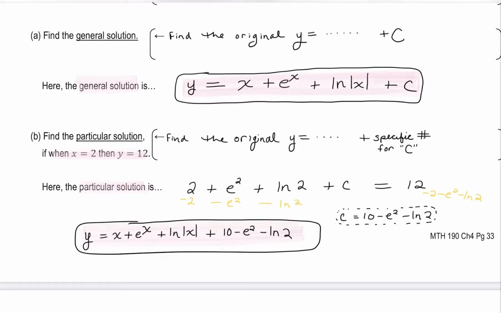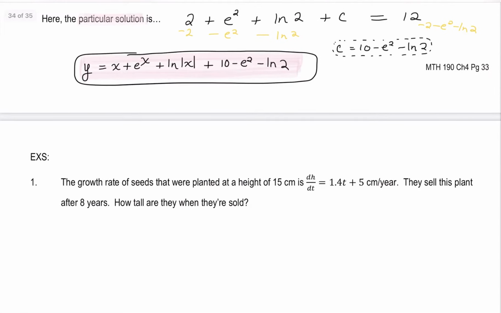All right, so that's going to really be the new part here, is solving for a specific value for C. So there could be some that are like this example that are just given some equation, not put into any particular application. But one place where this is really important is going to be in application problems. So we're going to do just that now. We're going to take a look at a couple of examples with applications. So in our first example here, it says the growth rate of seeds that were planted at a height of 15 centimeters is given by dH/dt equals 1.4 t plus 5 centimeters per year.